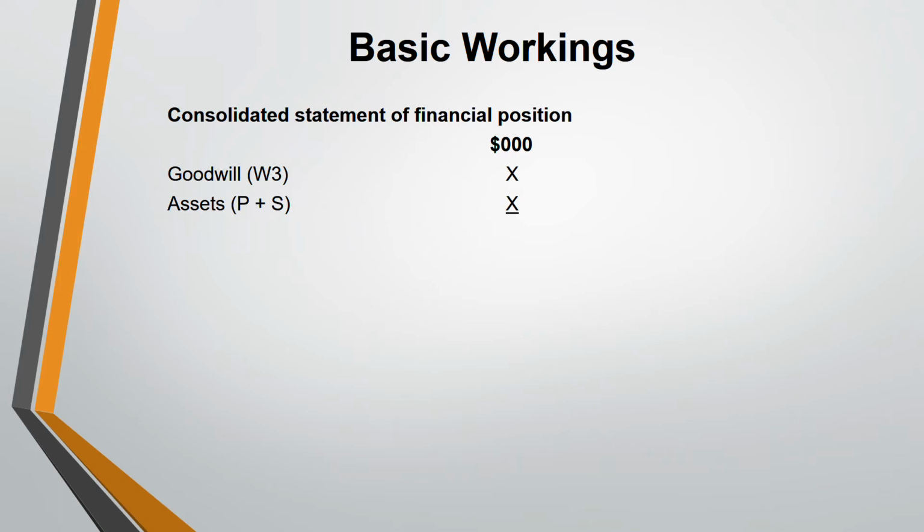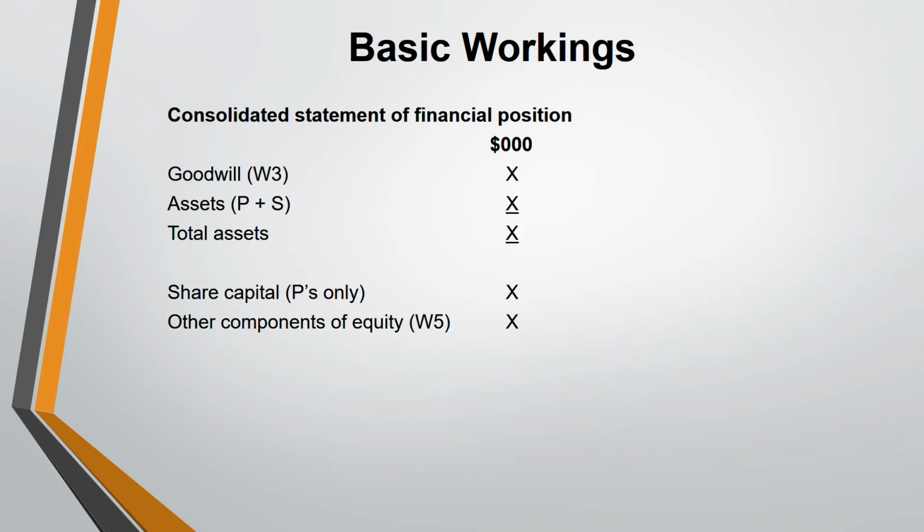Assets: P plus S, that means the parent plus the subsidiaries' assets, you can add. Total assets. Share capital, only the parent. You are not adding the subsidiary. Then other components of equity, we have working number 5.